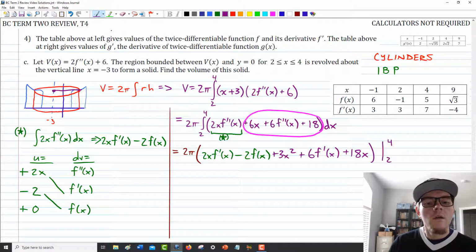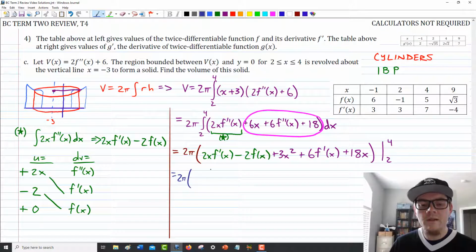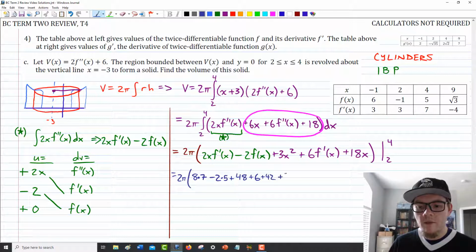Okay, so digging in from here, we've got a lot of evaluating to do. That 2 pi is on the outside. Dealing with the first one, we're going to get 8 f prime of 4. F prime of 4 is 7, so 8 times 7. Then we'll have minus 2 times f of 4. 2 times 5 is 10, but I guess we'll deal with that in a second. Then we'll have 16 times 3 plus 48, plus 6f prime of 4, oh, plus 42. That makes me happy. Plus 72.